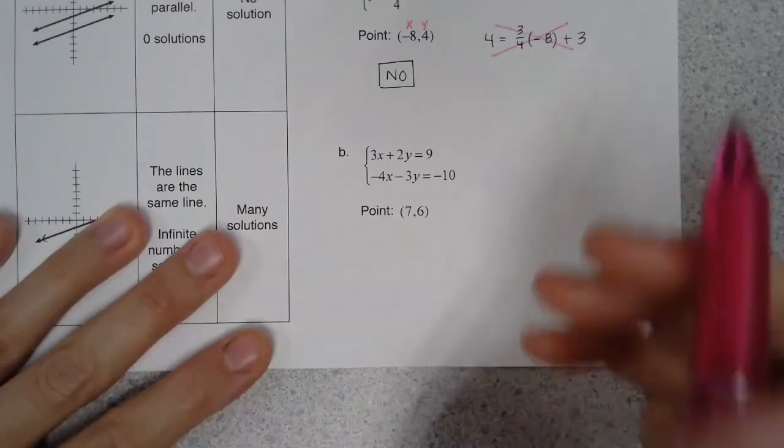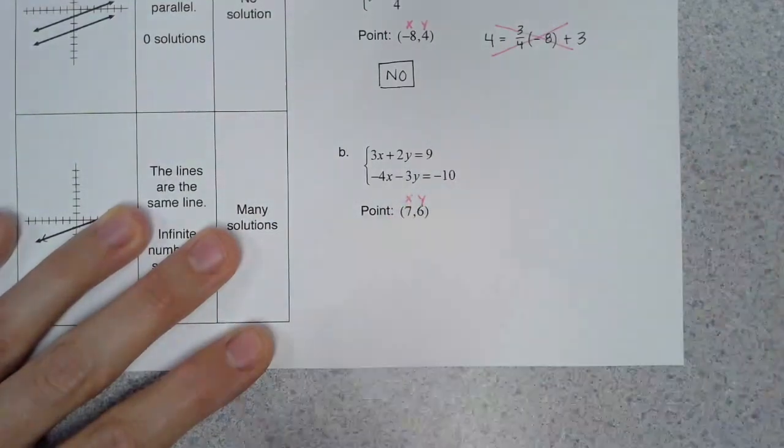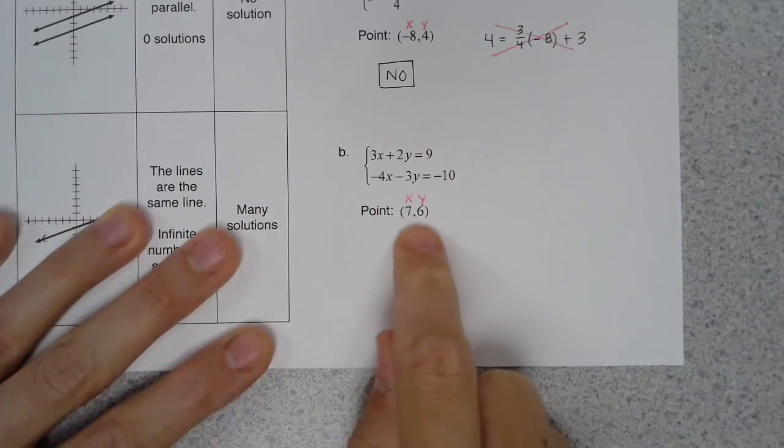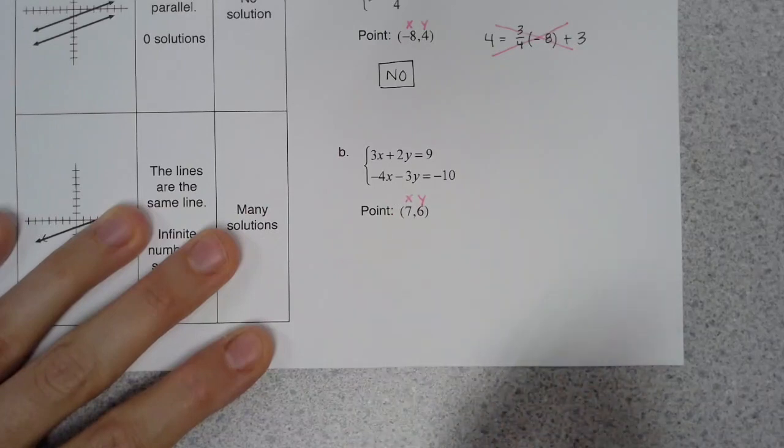On the second example, on B, same thing. This is my x and this is my y. And I'm trying to check and see if this is the point where the two lines cross, but I'm trying to do it without actually graphing the lines.